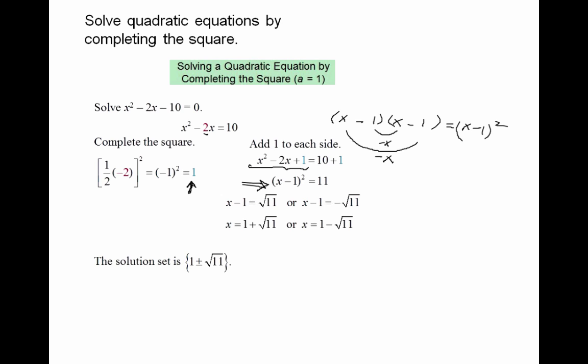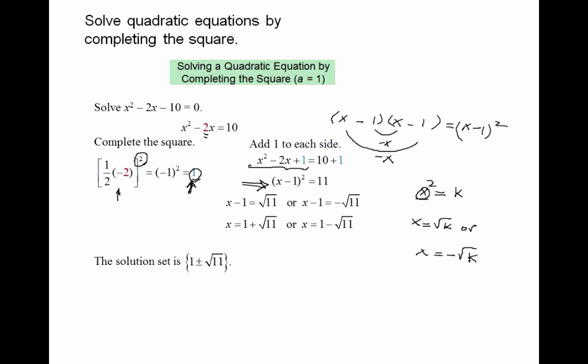Once again, we find this 1 by taking the coefficient of x, dividing this by 2, or multiplying it by 1/2, and then we have to square that whole thing to obtain this result. So here we get x minus 1 squared is equal to 11. We can use the square root property now. Recall, if I have x squared is equal to any number like k, x would be equal to square root of k, or x would be equal to minus square root of k.